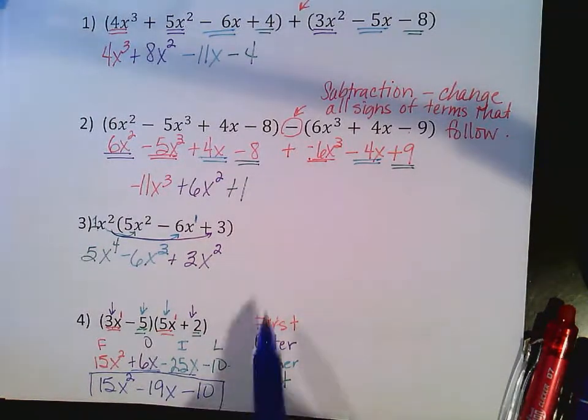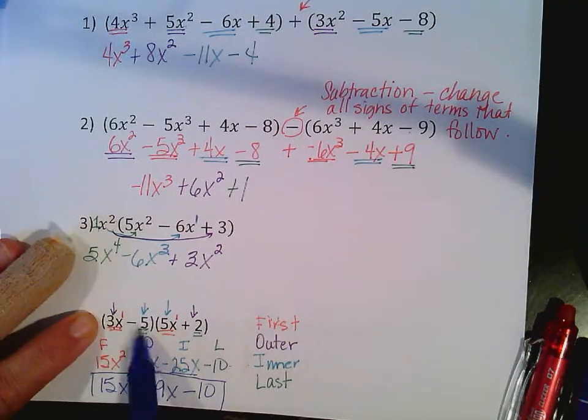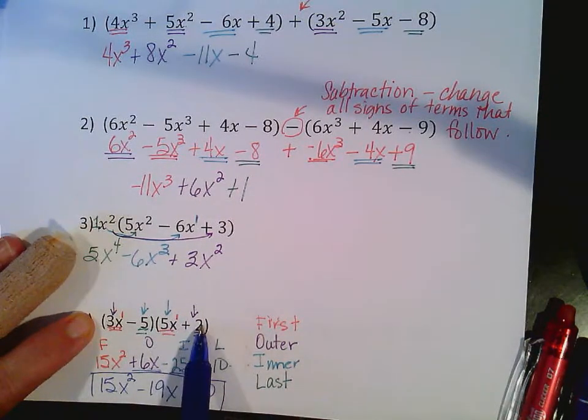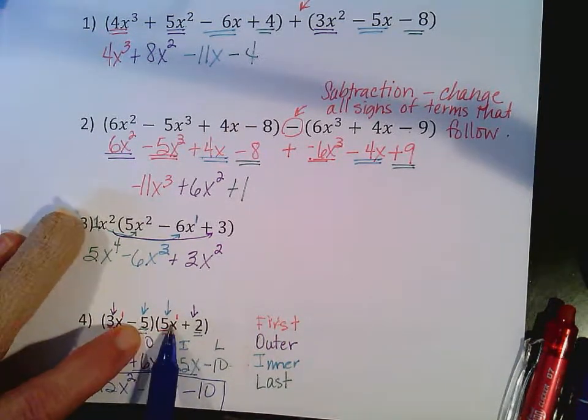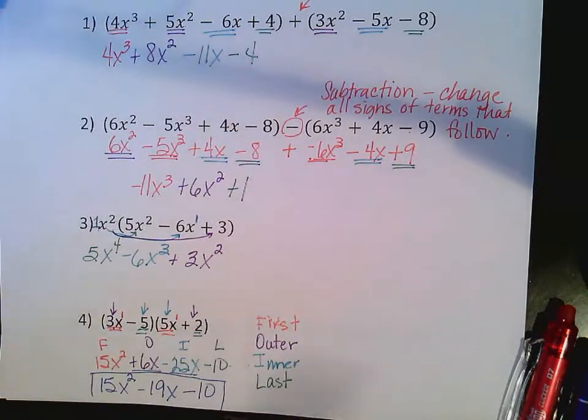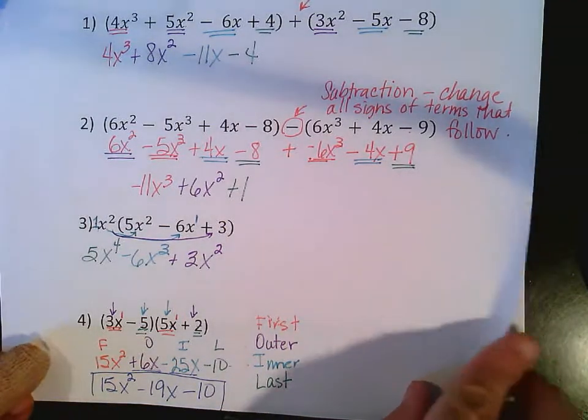Another way of thinking about it, that's more consistent when we have longer polynomials, is every term in the first polynomial has to be distributed with every term in the last one. So 3x times 5x, 3x times 2. Negative 5 times 5x, negative 5 times 2. Every term has to be multiplied with every term in the second polynomial. But FOIL is a great way to remember it if you happen to have just two binomials multiplied together.